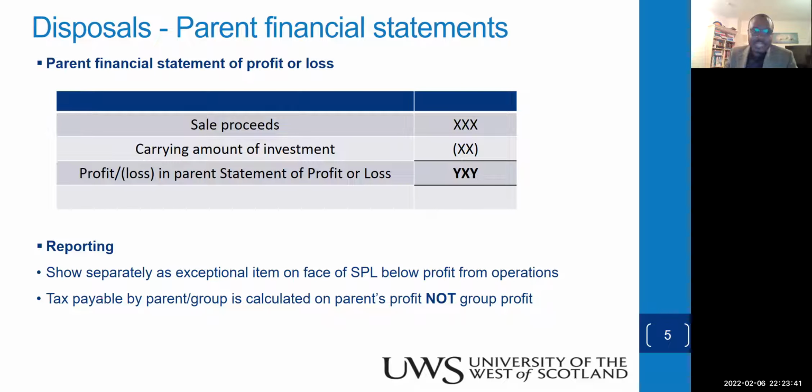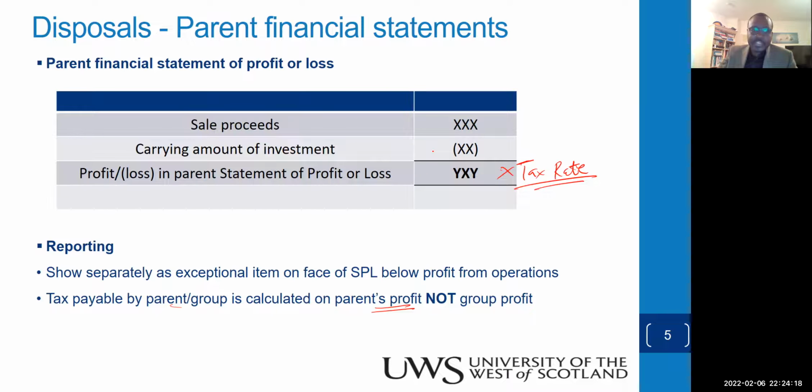Again, like I said, the tax payable by the parent or group is calculated only on the parent's profit, not the group profit. So this particular profit we gain, this is the one that we tax, multiplied by the tax rate. And whatever answer we get here, we need to take it to the group accounts. So once you see the tax element in the question, you must prepare this working as a first step and keep it, to be able to determine your tax, after which you carry it forward into the group account.